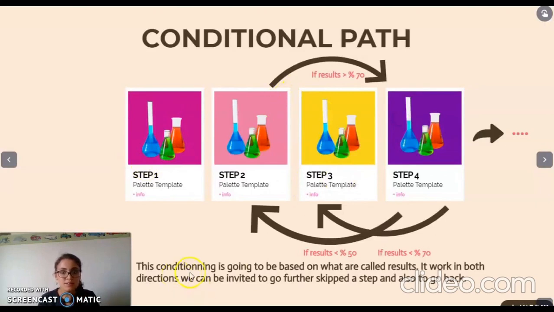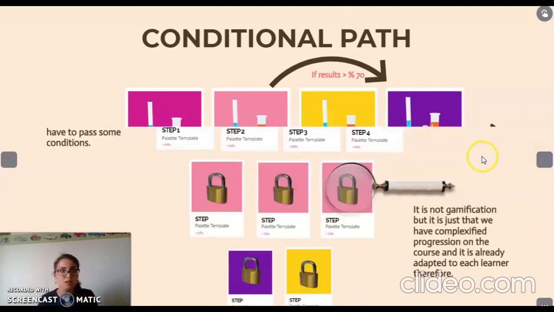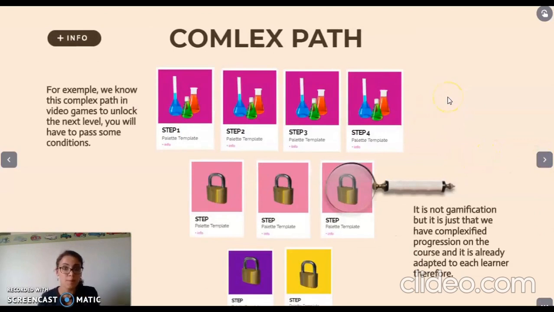And what are these conditions? This conditioning is going to be based on what are called results. It works in both directions. We can be invited to go further, skip a step, and also to go back. That is the second one. And the third one, the complex path.